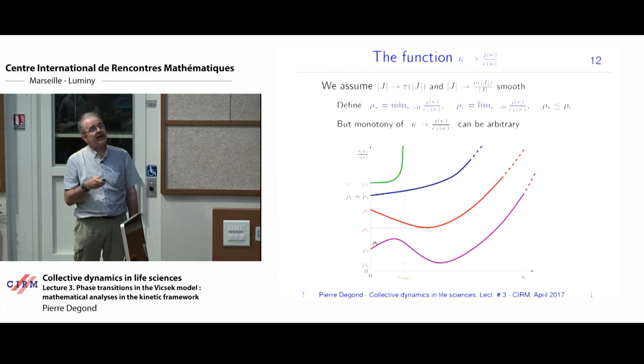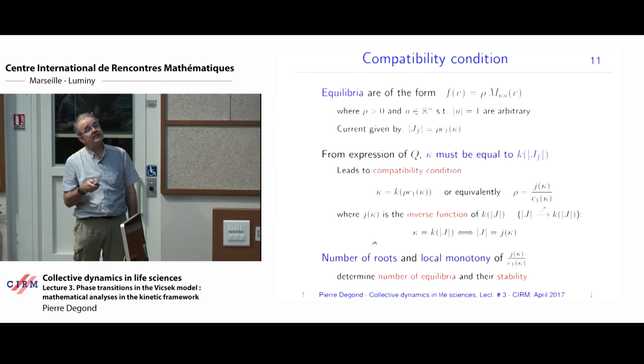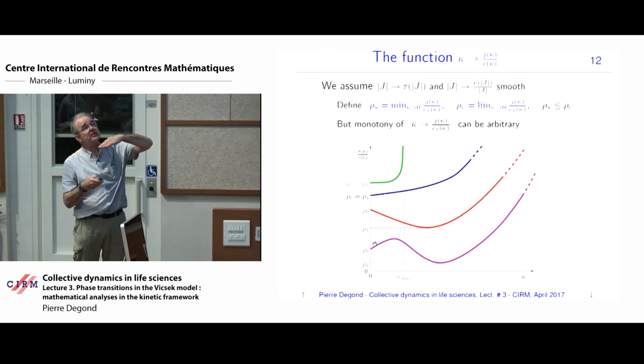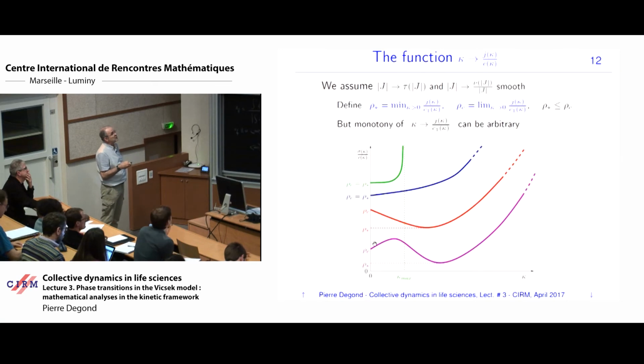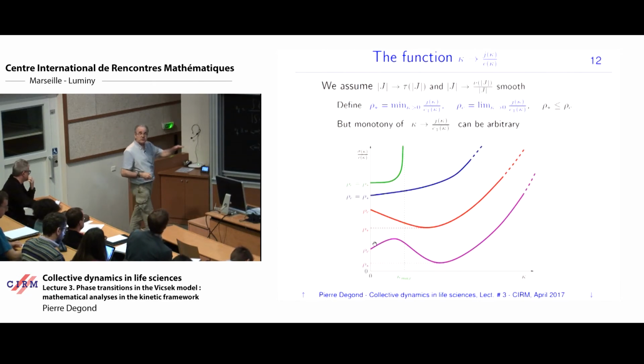So remember that what you need to do is to intersect these curves by a horizontal line, which is going to give you the density. So this vertical axis is also the density. You are going to intersect this curve with a horizontal line, and the number of roots is going to give you the number of equilibria. The one thing that you should have said is that the value kappa equals 0 is always a solution. Kappa equals 0 means the isotropic solution.